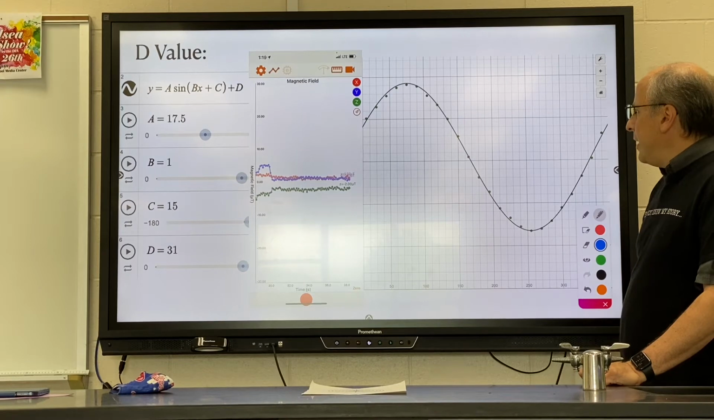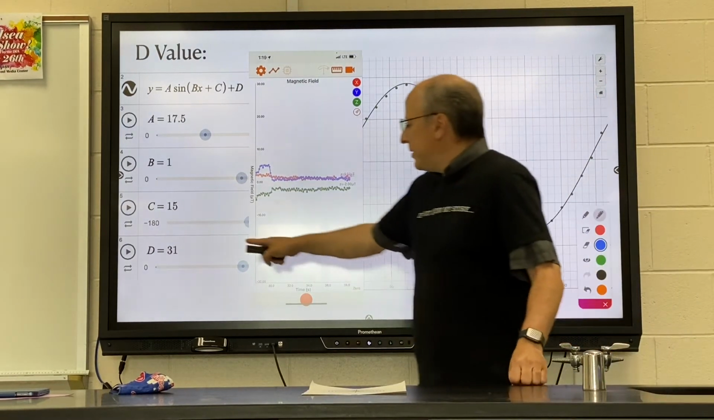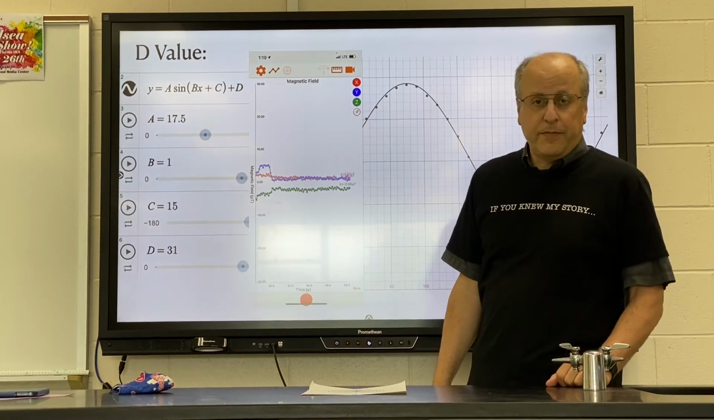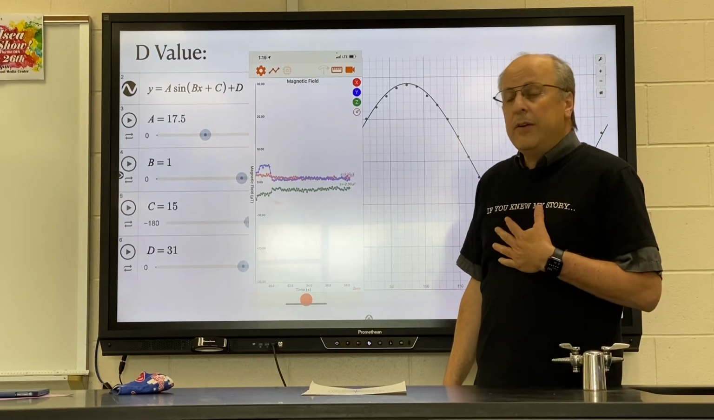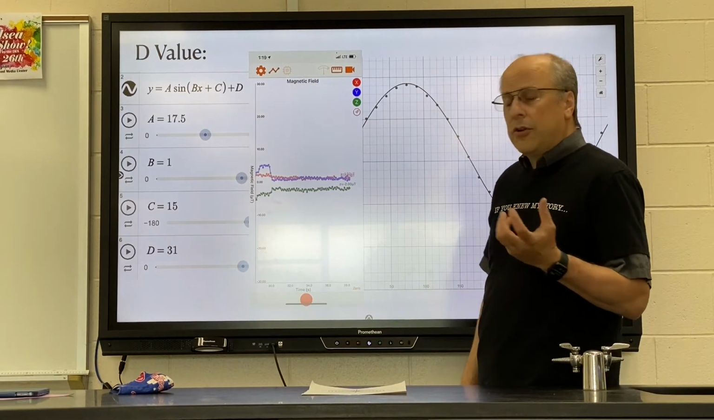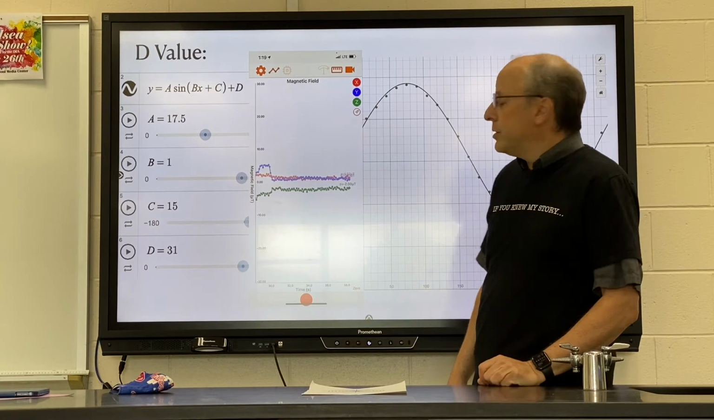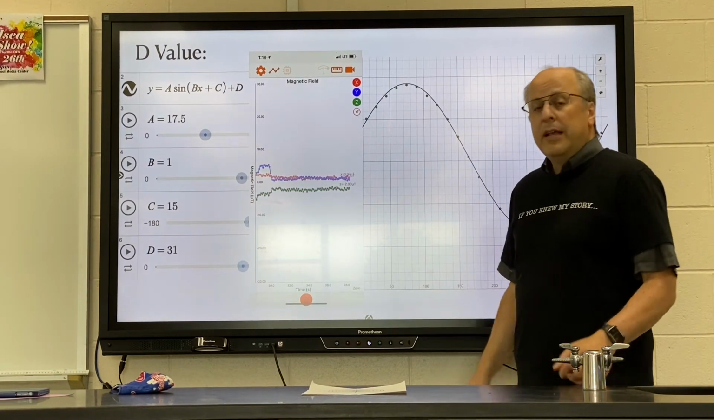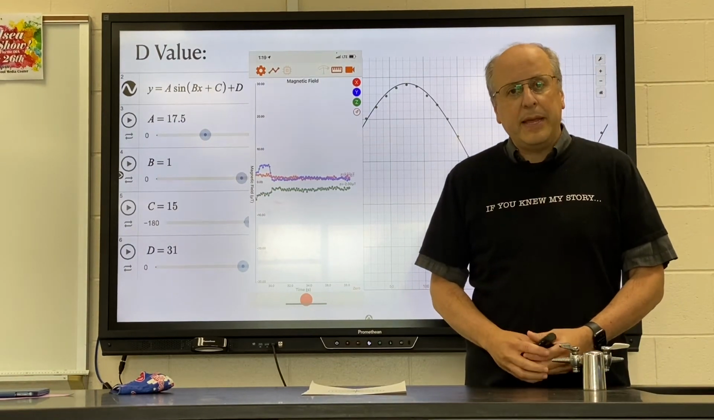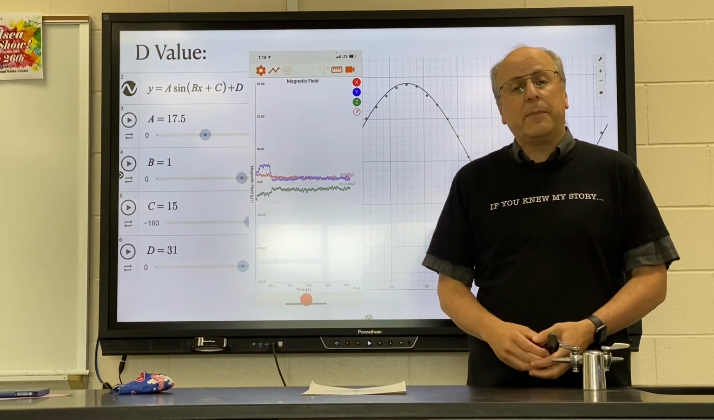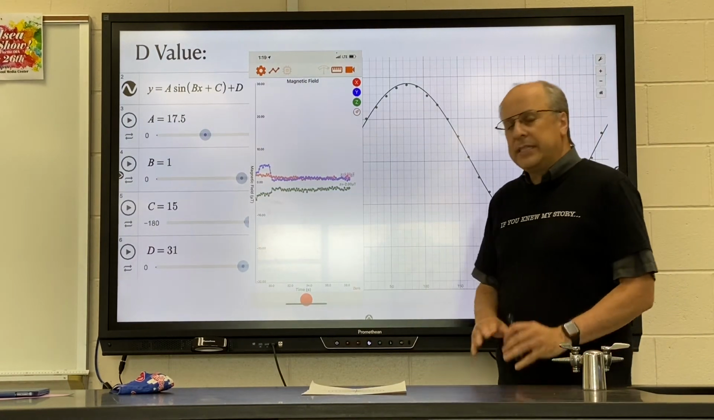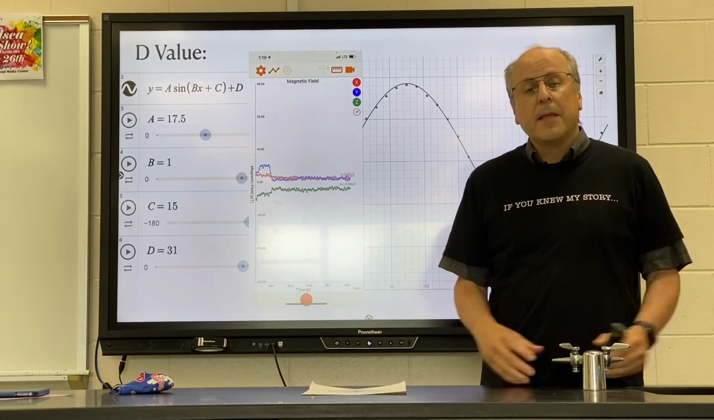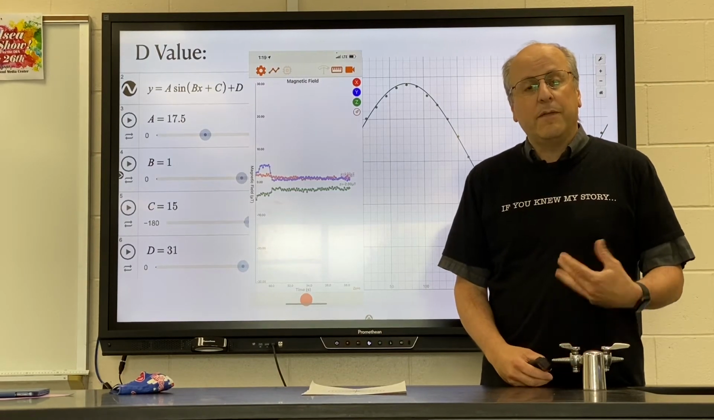Okay, the D value for this experiment, I got 31. You're going to get a totally different number. The D value is just based on the internal Pocket Lab that you used not being zeroed. If we could put our Pocket Lab in a box that could shield it from all magnetic fields and we could set it to a true 0, then we would have a D value of nothing.